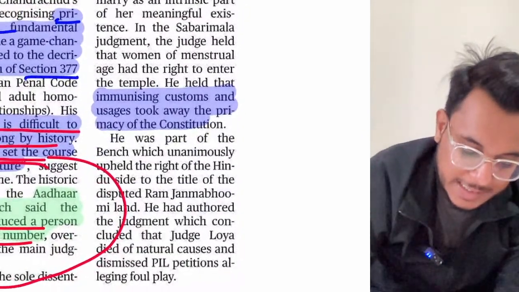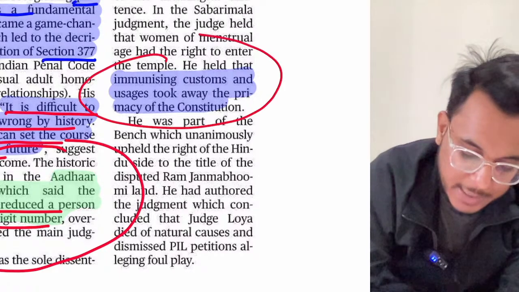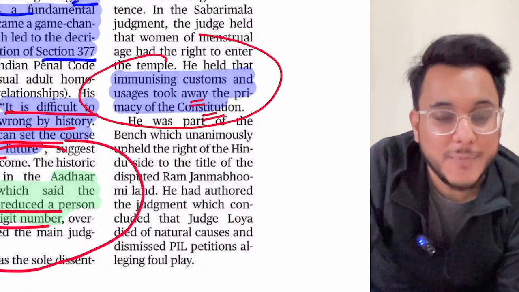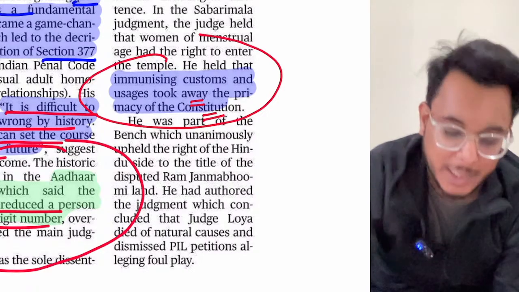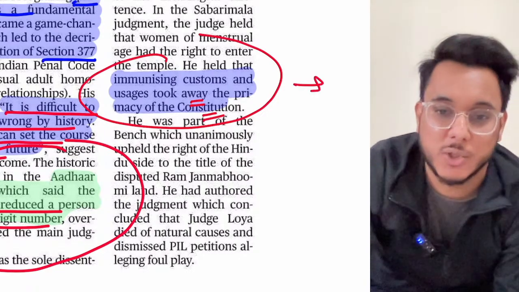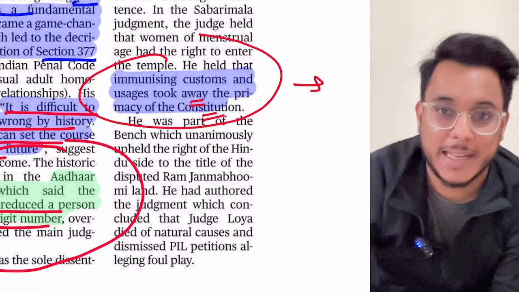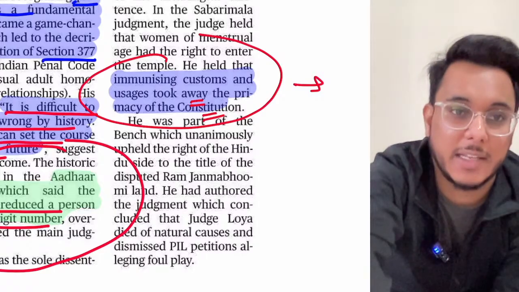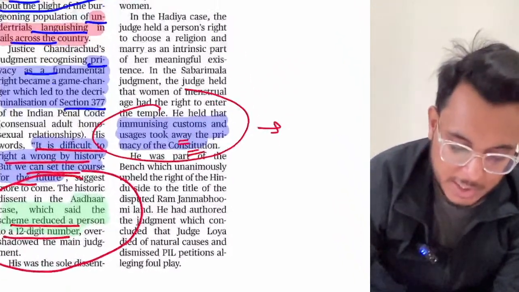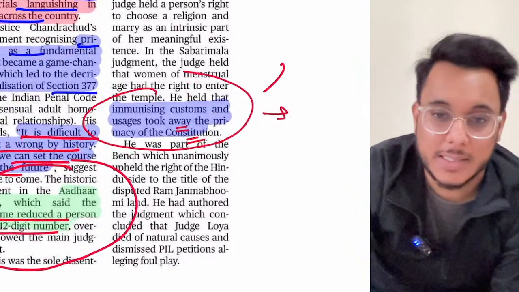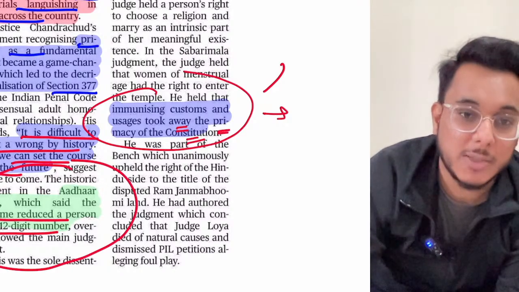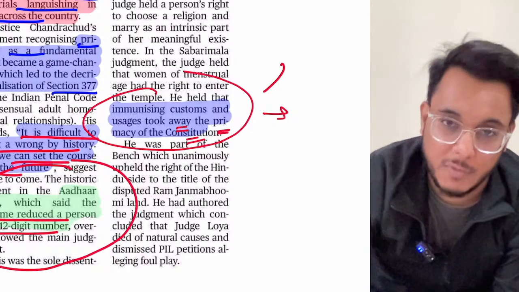And he said further, immunizing customs and usages can take away the primacy of the constitution. Sometimes we say that the custom is the most important thing. Now this was said in the context of the Sabarimala case. In the Sabarimala case, the women were not allowed to enter, and that was justified in the name of tradition. So Justice Chandrachud said that if you immunize the custom, if you think that customs are all the important things, then what will happen? The primacy of the constitution will be taken away, which is not correct.